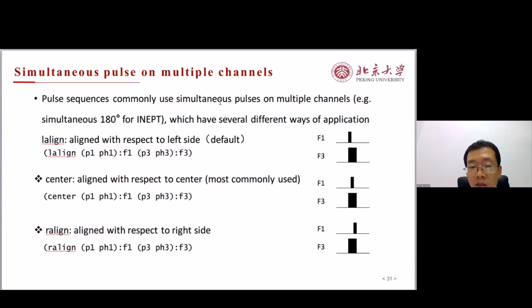So this is the simultaneous 180-degree pulse. It's used in many cases. There are 3 different ways to apply it. L align means the pulse is aligned to the left side, center is aligned to the center, and right is aligned to the right side. Usually we use center aligned pulses most often.